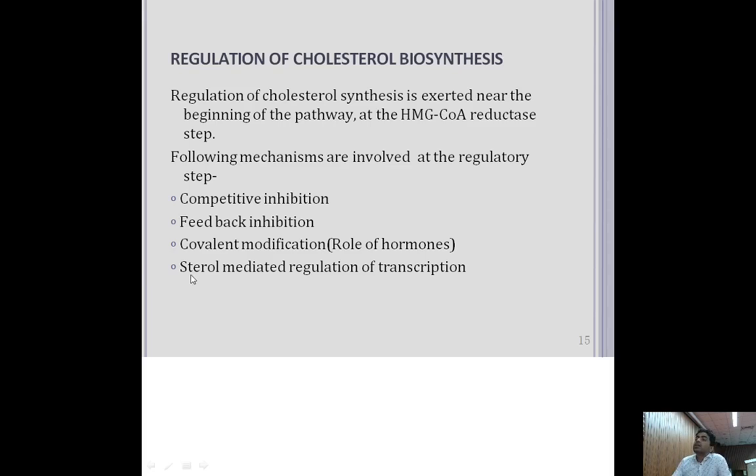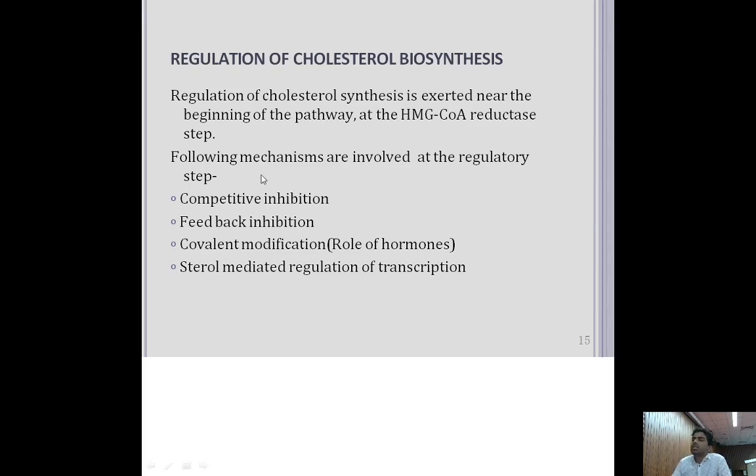Next is sterol mediated regulation of transcription. So this is the regulation at the transcription level, whether the HMG coenzyme reductase enzyme will form or not form. If transcription happens, then ultimately this protein will form from the gene. Enzyme is basically protein, right? So that protein has to form from the gene. So the gene can be upregulated, downregulated, and it will lead to increased production or decreased production of HMG coenzyme reductase. If there is increased production of HMG coenzyme reductase, there will be more and more cholesterol synthesis.